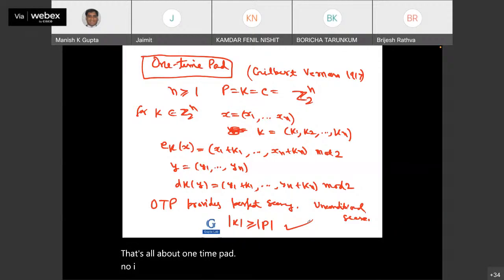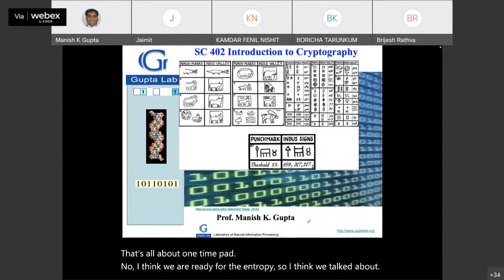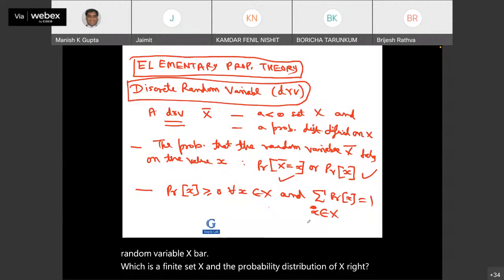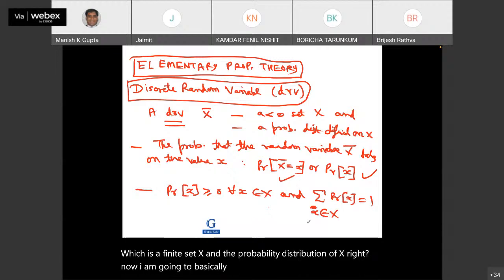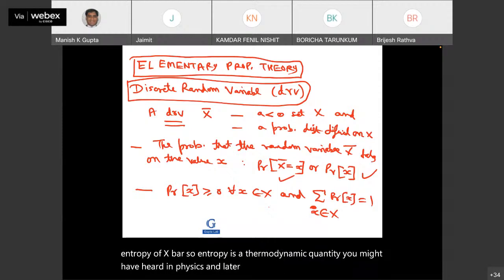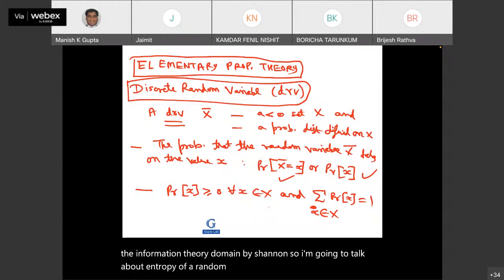Now I think we are ready for entropy. I'm again reiterating what we have done. We talked about a discrete random variable X, which has a finite set X and a probability distribution on X. Now I am going to compute the entropy of X. Entropy is a thermodynamic quantity you might have heard of in physics, and later those ideas were extended to the information theory domain by Shannon. So I am going to talk about the entropy of a random variable. That's a very important concept.